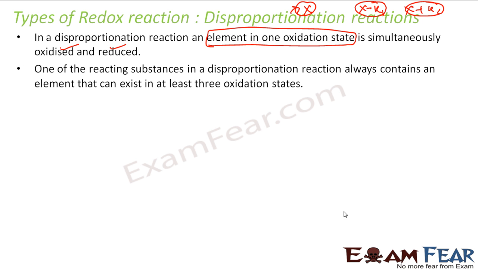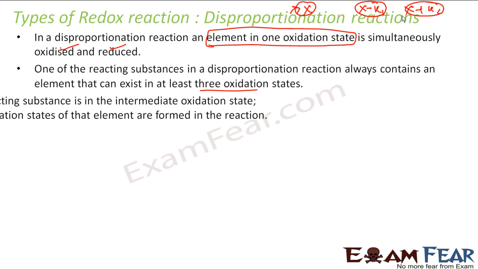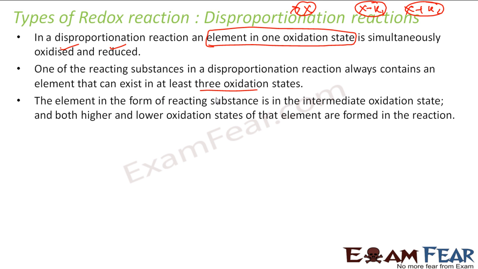So the reactant substance should always have at least 3 oxidation states, minimum 3, as I explained. Also, the reactant should be in an intermediate oxidation state. It should not be extreme. If it is extreme, it may not be able to oxidize or reduce, depending on whether it is at the extreme left or extreme right. We'll take some examples on this, right?